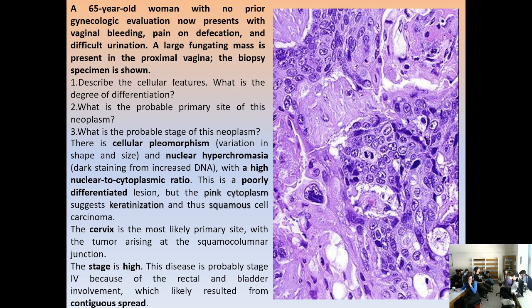They spread either contiguously, to the surrounding tissues, the surrounding organs, or through lymph vessels, or through blood vessels. Lymph node metastasis, distant organ metastasis. These are the three routes of cancer spread. Next. Contiguous: local spread, but invasion, not just pressing the tissues as a benign neoplasm does. The third is lymph node metastasis and hematogenous metastasis.